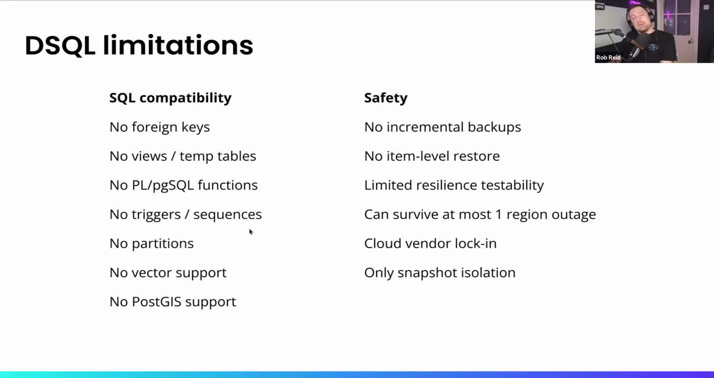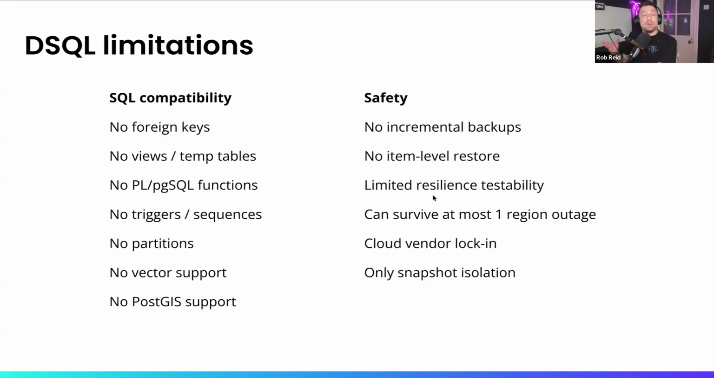There are no triggers or sequences available yet. There's no way to partition data. There's no vector support, and geospatial data doesn't exist just yet. From a safety perspective, it's currently just full backups of your cluster, no incremental backups, which might be a consideration for you if you tend to run incremental backups intraday. And if you want to restore, you'll have to restore the entire cluster in one go, as opposed to restoring things at an item level.